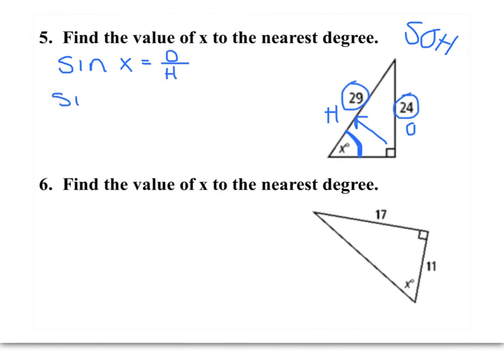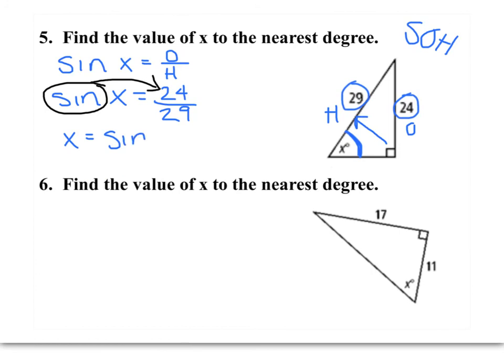Fill in my values. My angle is in fact x in this problem, so I will leave it x. My opposite was 24. Hypotenuse 29. My sine function needs to move over to the right side of the equation. So my x will be brought down alone, and my sine has moved to the right side as an inverse sine.